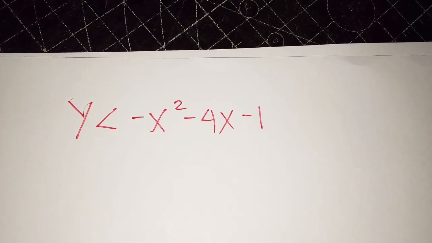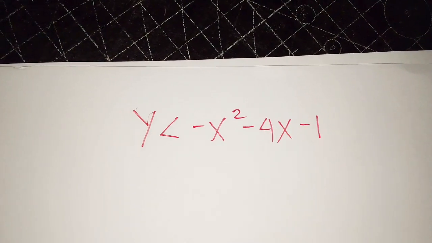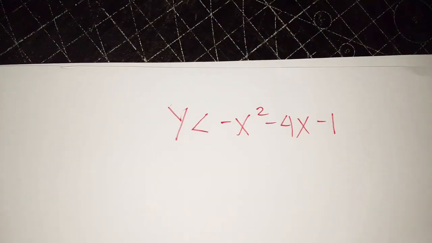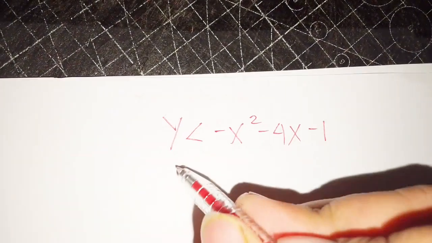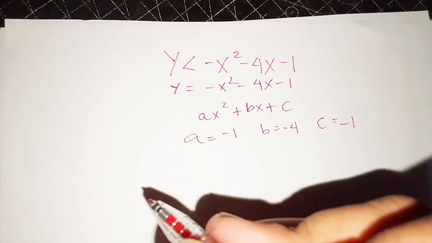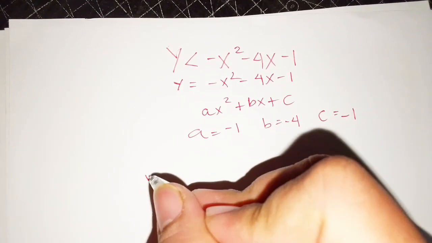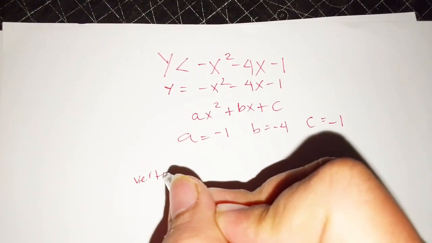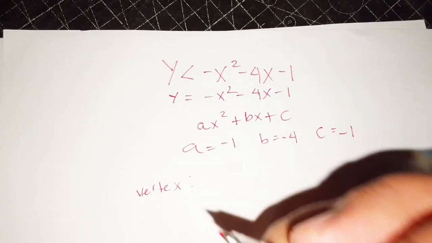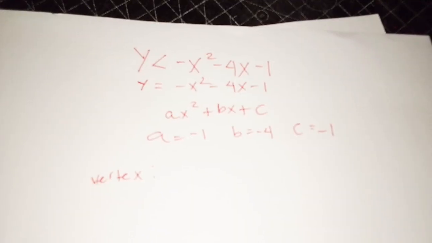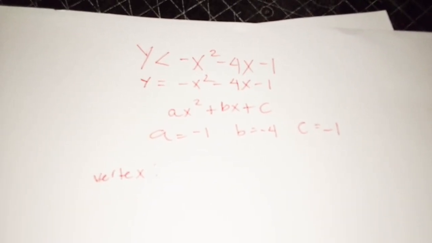Okay, so for today, let's answer this quadratic inequality and its graph. I have y less than negative x squared minus 4x minus 1. First, make it ax squared plus bx plus c. Change the less than to an equal sign. Then you get the value of a, b, and c.